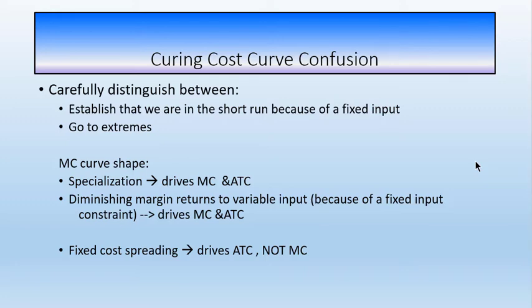Then finally, we'll talk about fixed cost spreading, and fixed cost spreading drives the average total cost curve, but not the marginal cost curve, because the marginal cost curve just looks at the change in total costs, and your change in total costs is your increased quantity. Can't change because of fixed costs, because fixed costs are fixed. So that's kind of straightforward, but it is confusing to some people. It could be very confusing. But once you say it, you'll say, "Oh yeah."